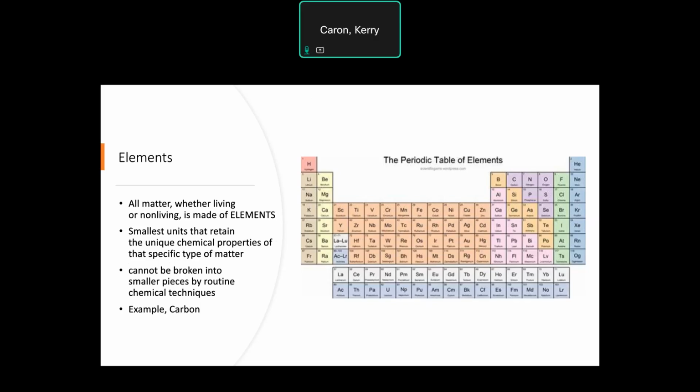Elements, you remember this, if you could dust off your brain a little from high school chemistry, this is the periodic table of elements. You do not need to memorize this, but whether matter is living or non-living, all the elements found on Earth are located on this periodic table of elements. So the smallest unit that contains copper, for example, Cu, would be the copper element. They cannot be broken down into smaller pieces.